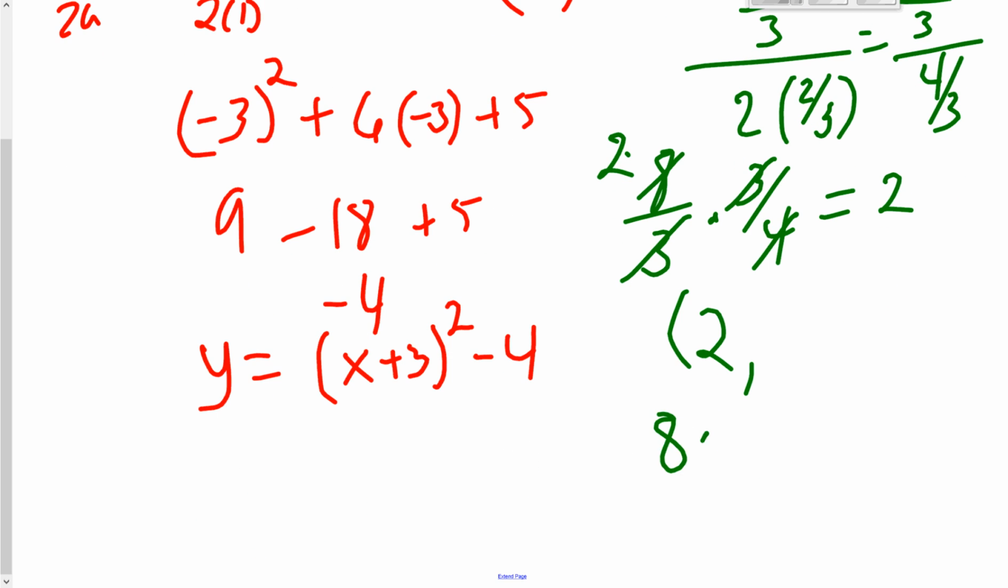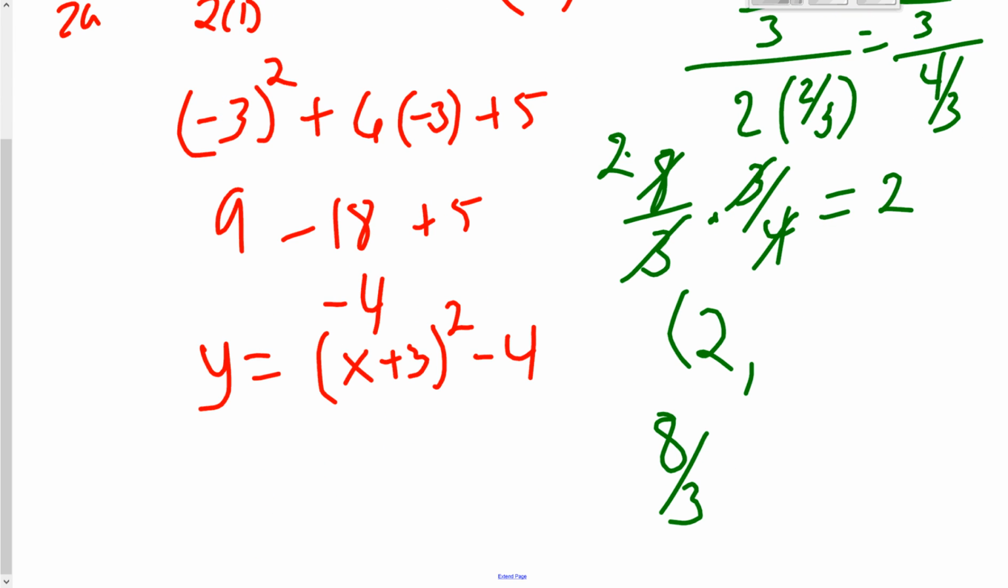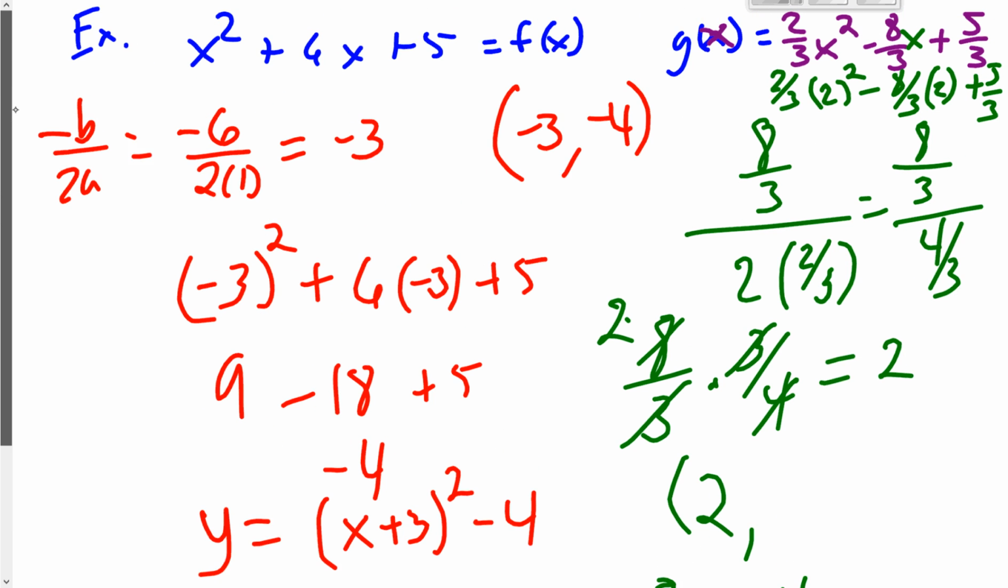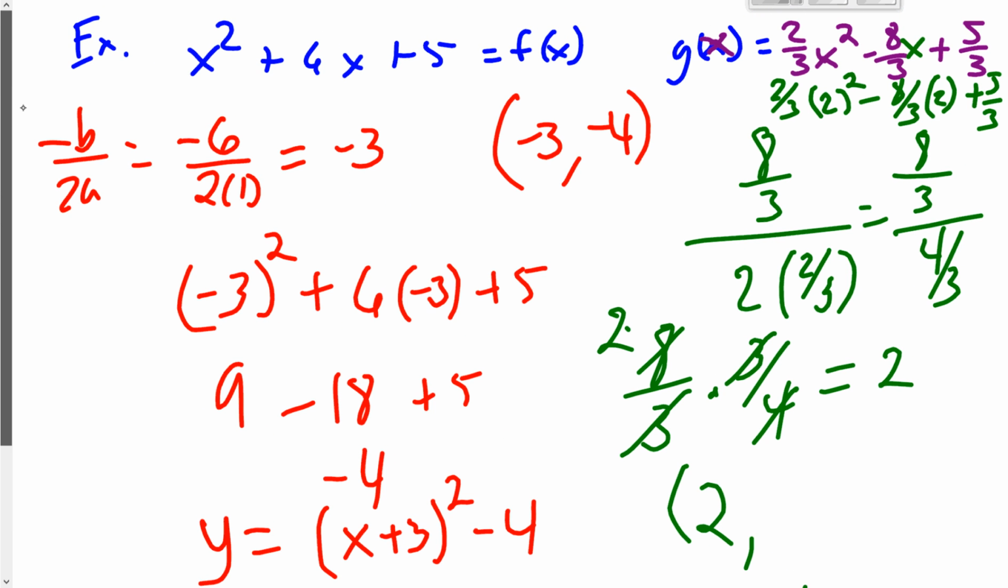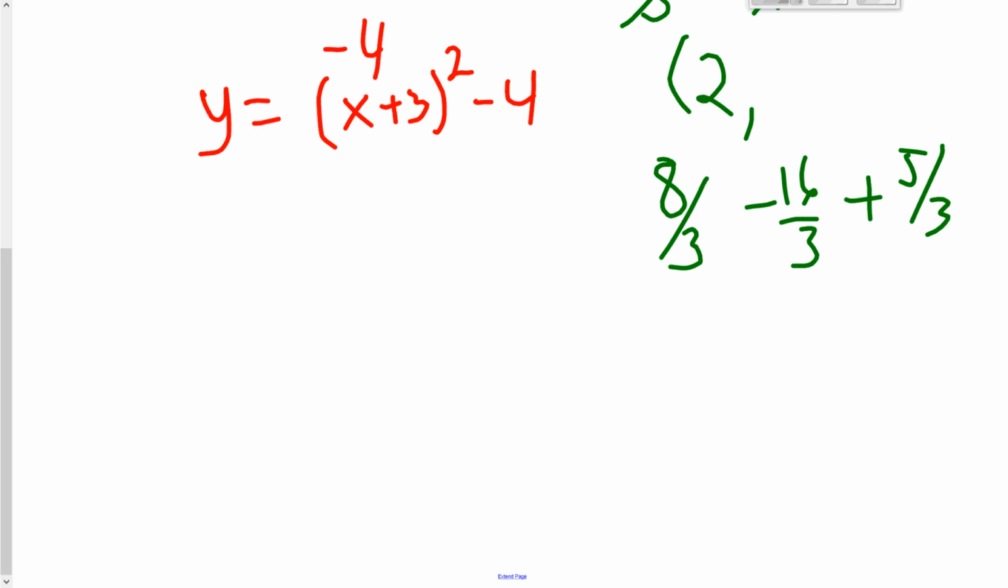So 8 thirds, and then our b was negative 8 thirds times 2, negative 16 thirds. I'm keeping it in thirds, so then I can add like terms, and then plus 5 thirds. So then 8 minus 16 is a negative 8. Negative 8 plus 5 is negative 3 over 3, which equals a negative 1. So there's our vertex, 2, negative 1.